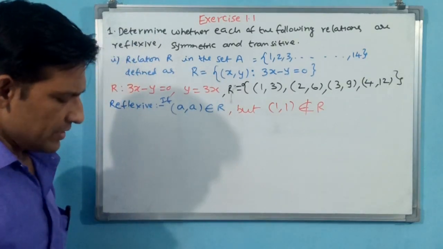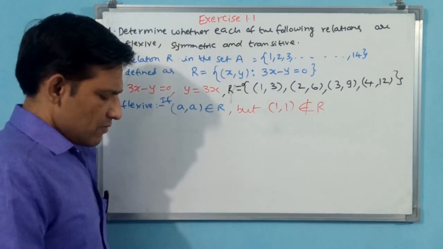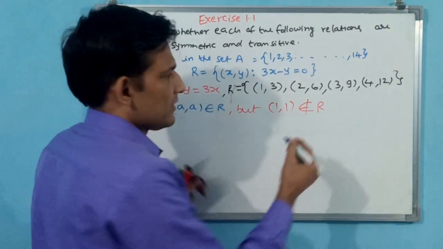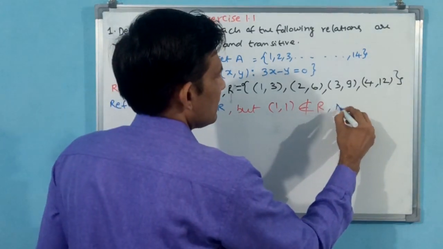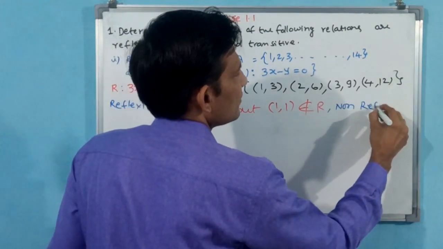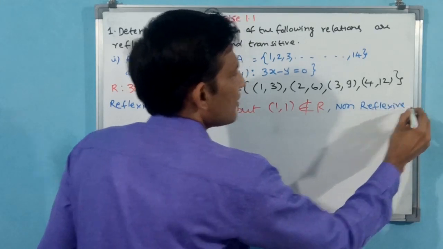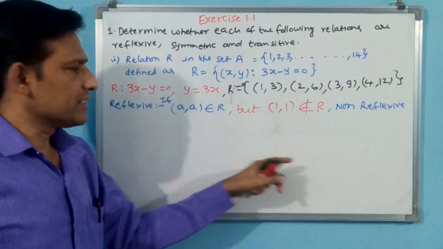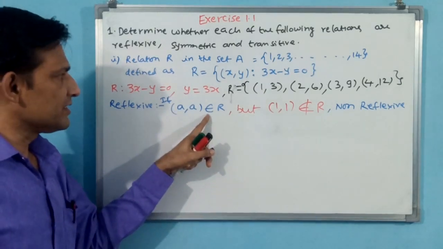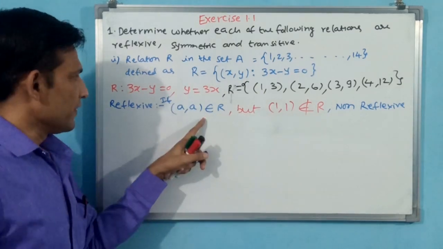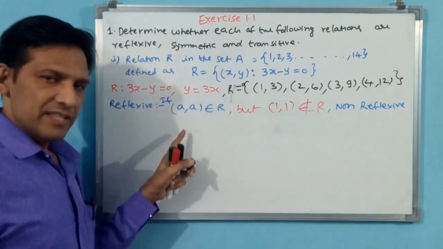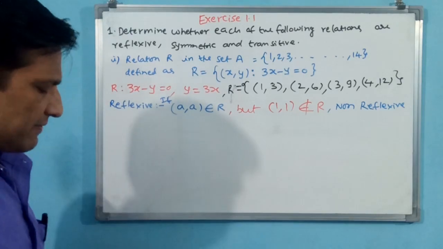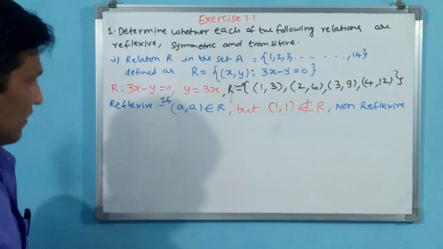Now what do we have to write? We have to write not reflexive, or non-reflexive. Non-reflexive. You understand this concept, na? Why? Because here 1 comma 1 is not there. A comma A should be there. If it belongs, 1 comma 1 is there, then this is reflexive, but this is not reflexive. Non-reflexive.